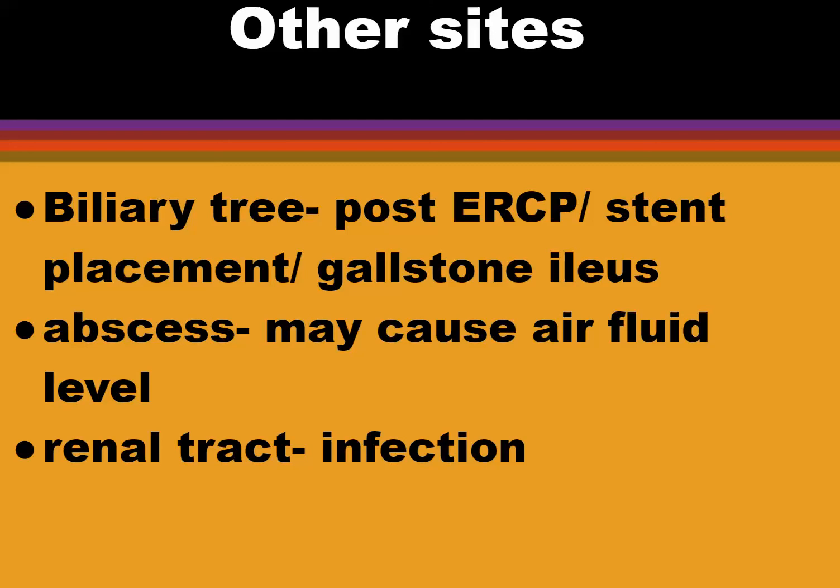And you can get renal tract air in infection. Here's an example of a post-ERCP. It's right upper quadrant. You can see the biliary system branching. So this is post-ERCP air. Not pathological, not portal vein.